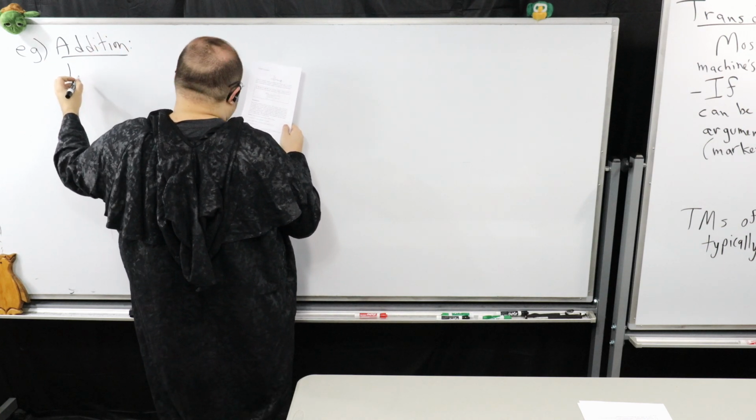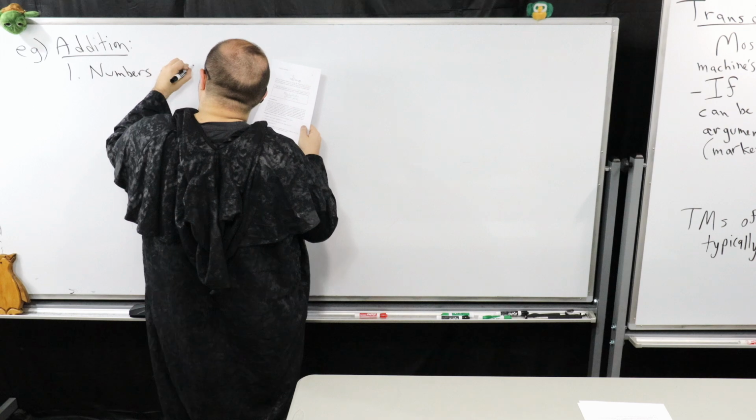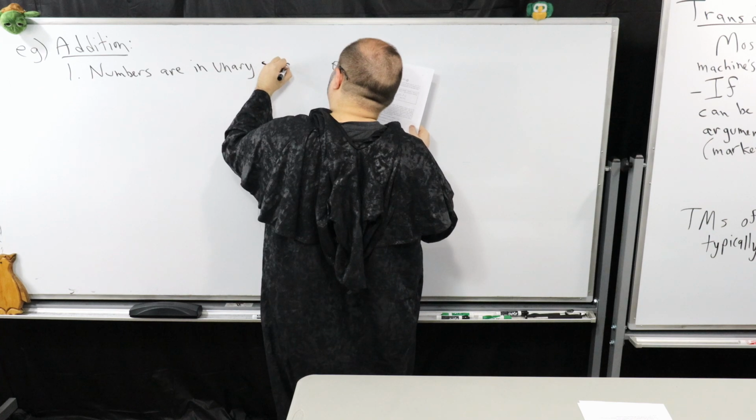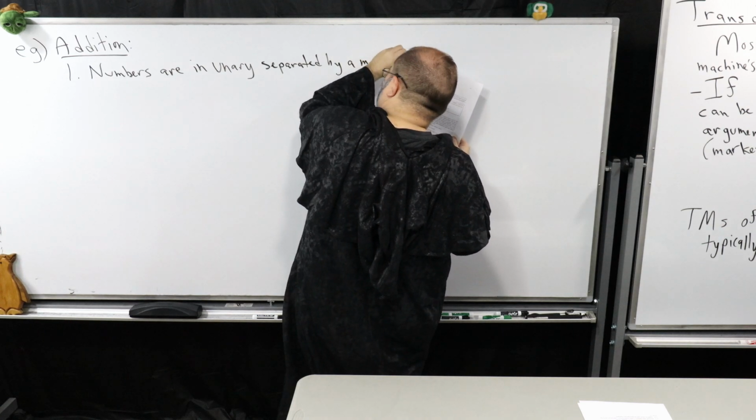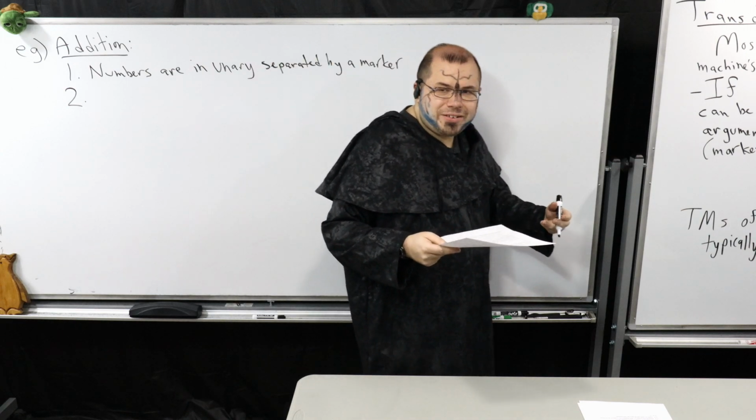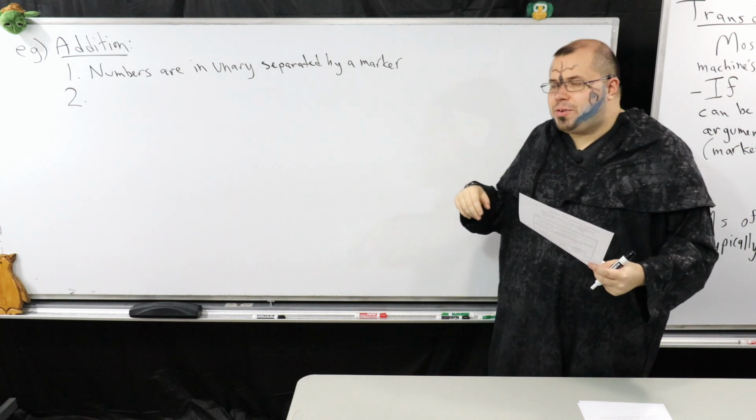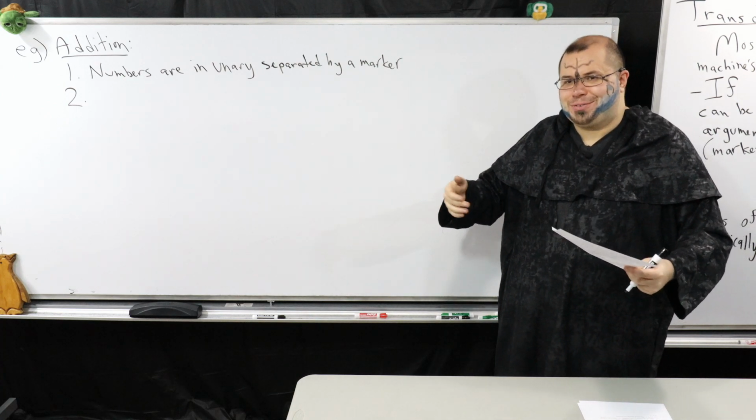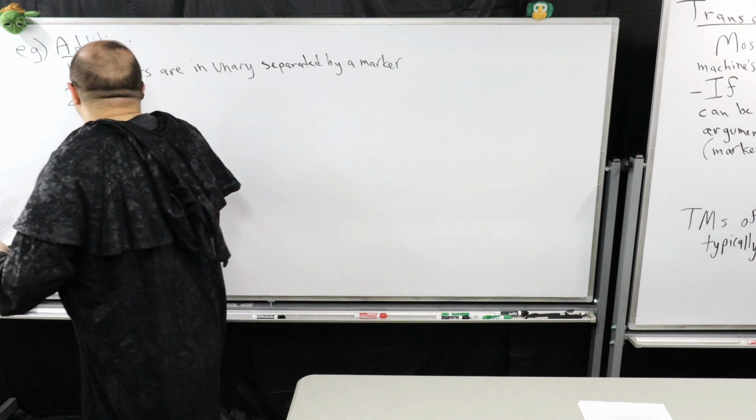So what I'm going to do is assume the numbers are in unary, separated by a marker. If you're not familiar again with what unary is, if you know that binary consists of a set of two symbols, right? Unary is where you can think of it as just a single symbol. For example, a bunch of zeros or a bunch of ones, like that's all you get, just one symbol. So the numbers are going to be written in this fashion.